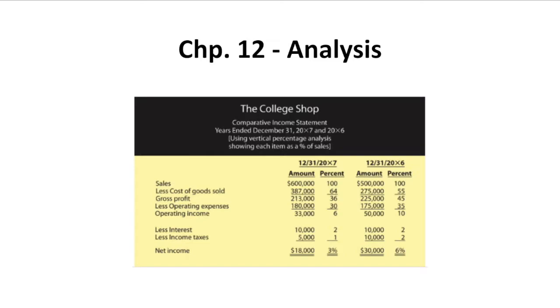And so you can see here that the sales did go up by $100,000, which in this case is a 20% increase in sales. That's nice. You would be happy with that. At the same time, though, the cost of goods sold went up from 55% to 64%, which would not be nice, because that is going to reduce the amount of money you have left over to cover your other expenses. And you can see here that eventually our net income is only 3% of total sales in 20X7, whereas it was twice that amount in 20X6.